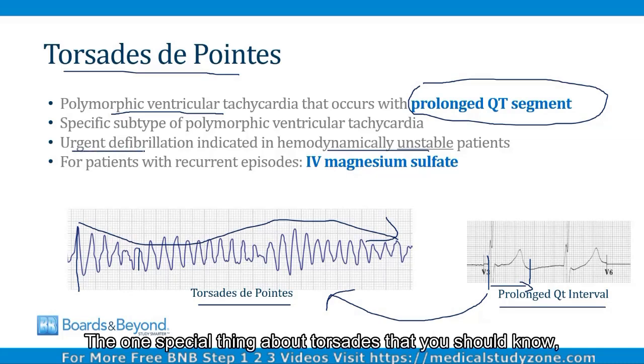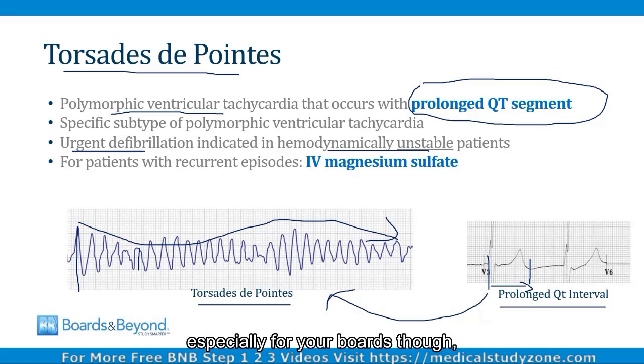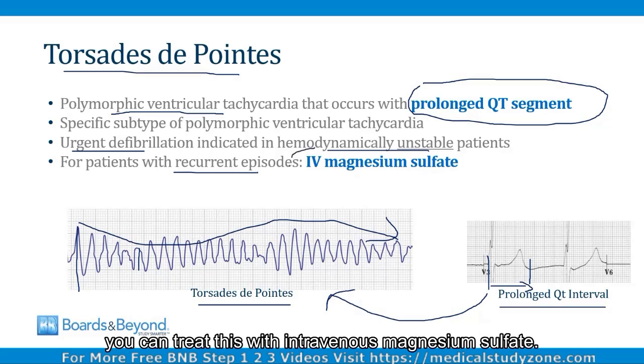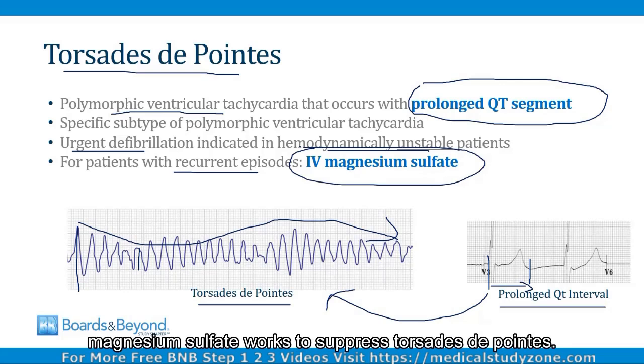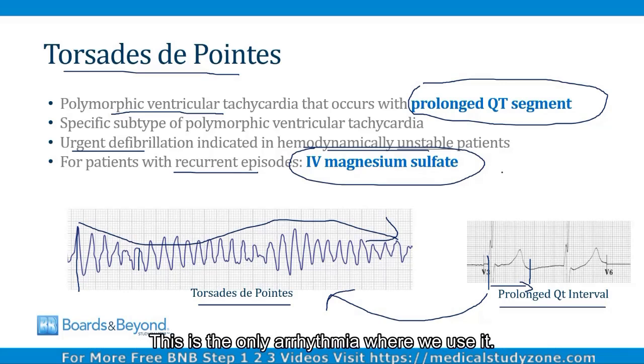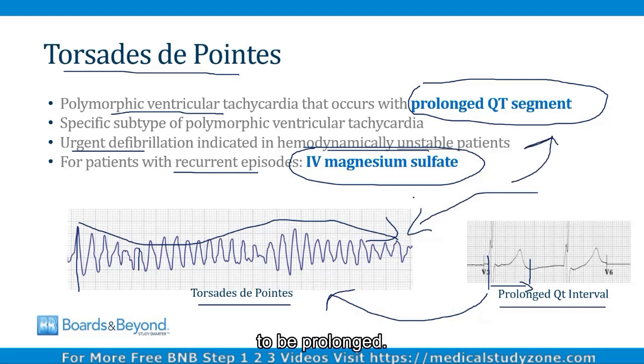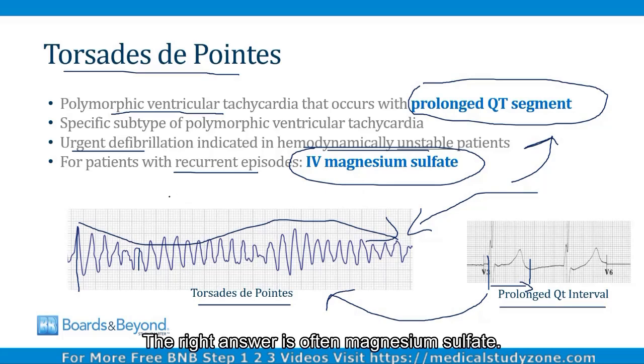The one special thing about torsades that you should know, especially for your boards though, is that when patients have recurrent episodes, you can treat this with intravenous magnesium sulfate. For reasons that are poorly understood, magnesium sulfate works to suppress Torsade de Pointes. This is the only arrhythmia where we use it. So in a board question of a patient having this arrhythmia who has a history of something causing their QT segment to be prolonged, the right answer is often magnesium sulfate.